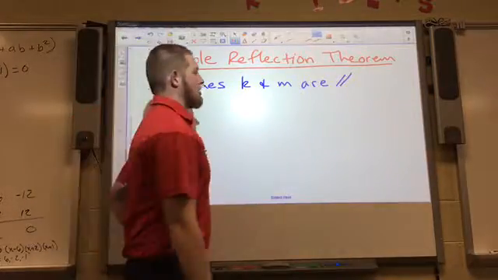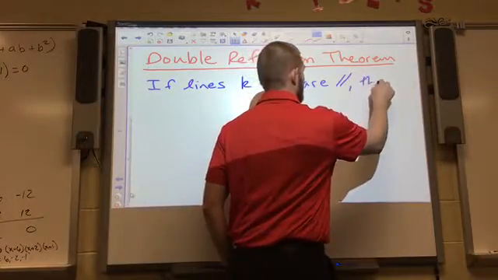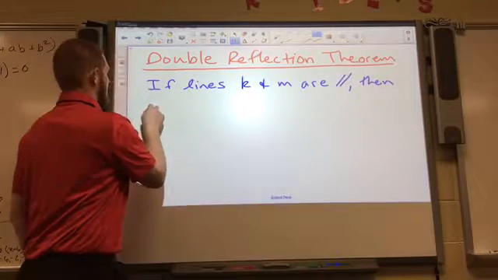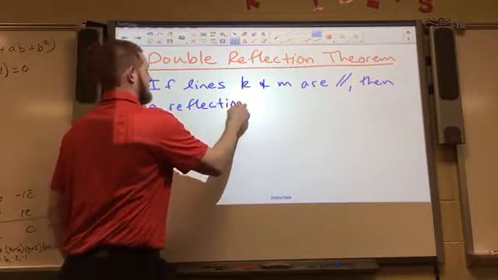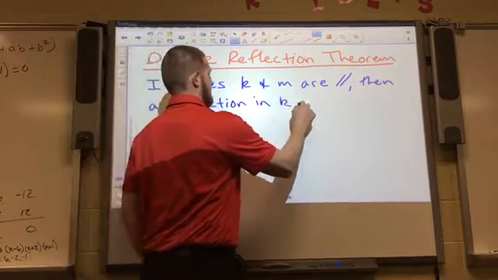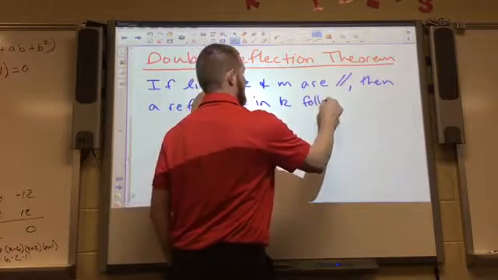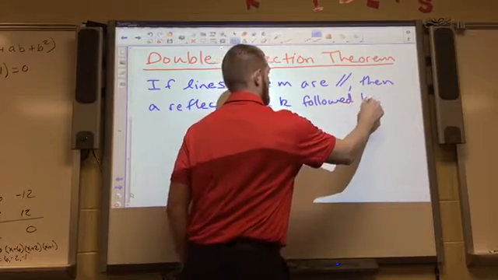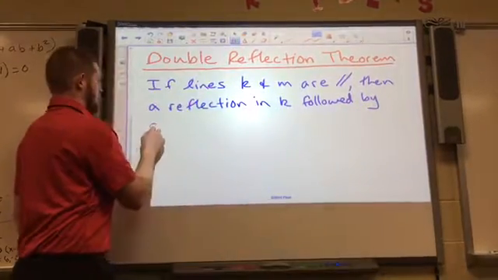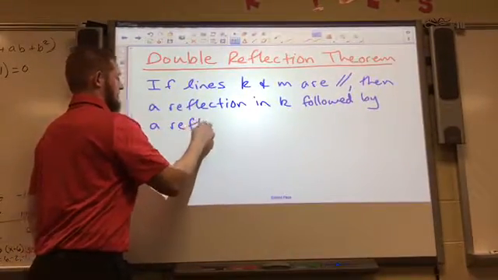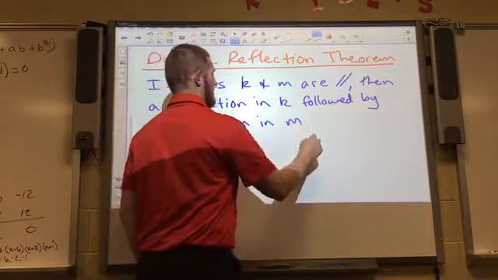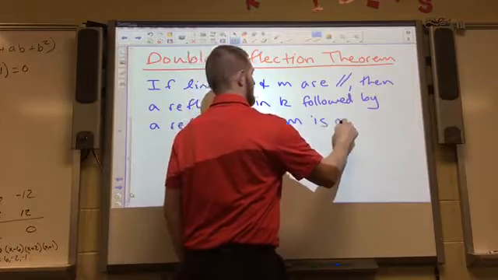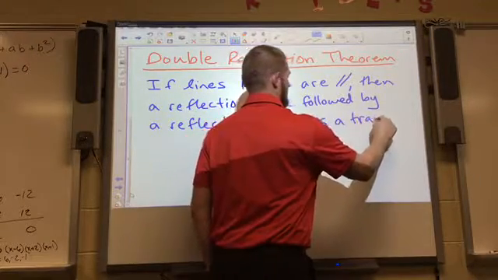If lines K and M are parallel, then a reflection in K followed by a reflection in M is actually a translation.